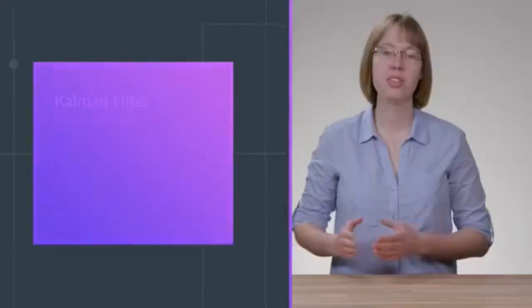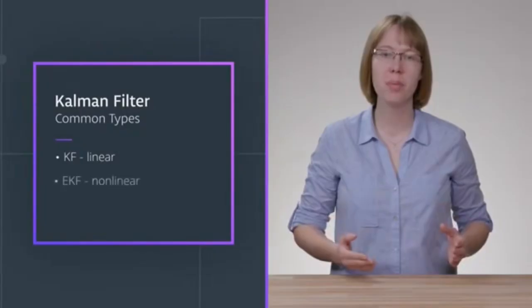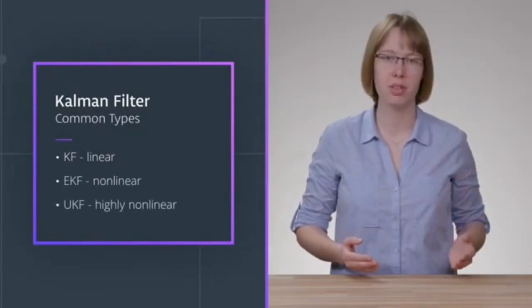Computer vision is another big user of the Kalman filter for many different applications, including feature tracking. So far, I've been referring to the Kalman filter as one unique entity. However, there are actually three common types. There is the standard Kalman filter, and there are two variations to it, the extended Kalman filter and the unscented Kalman filter.